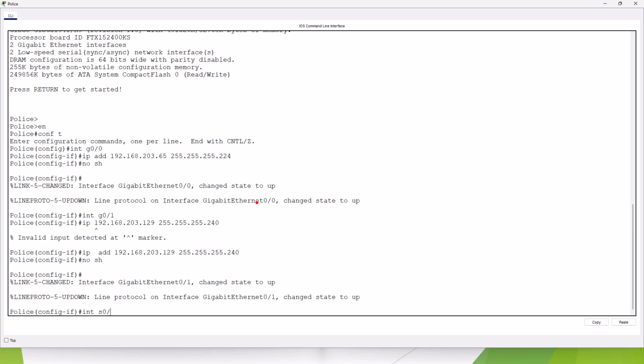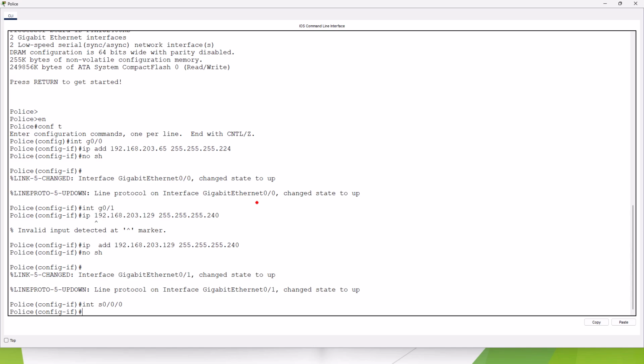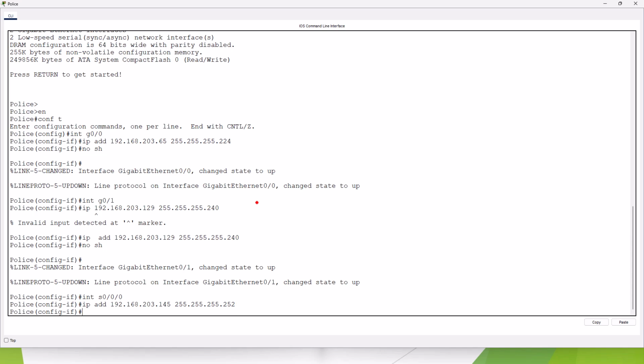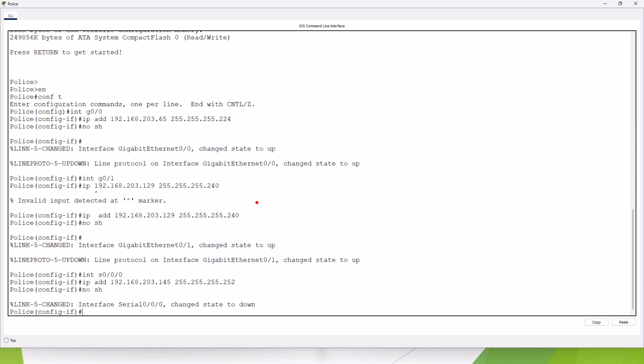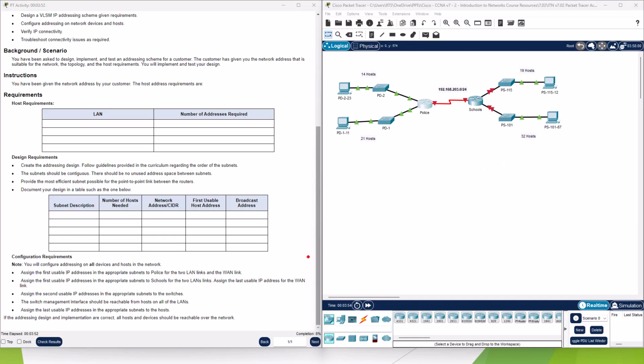Int serial 0/0/0, IP add 192.168.203.145, 252, that's the /30. No shut. Router 1 done.